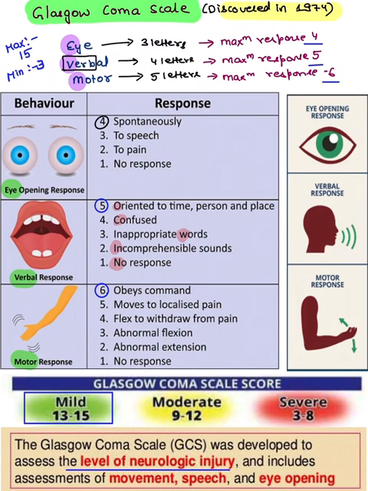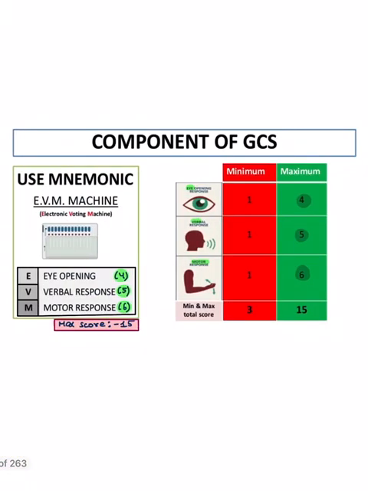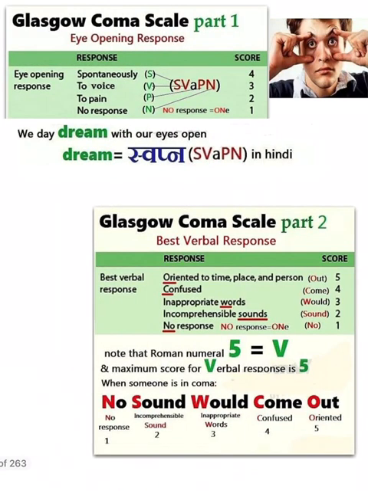So now how to remember the response for eye? Eye maximum is 4. So how do you remember the eye parameter? Remember like this: how do you dream? We dream with our eyes open. And when you dream in Hindi, it is known as sapna. So remember sapna: S means spontaneous, V means voice, P means pain, and N means no response. We'll further go to the table.